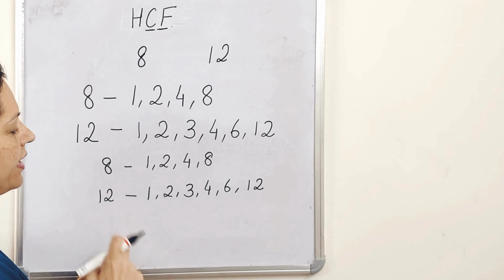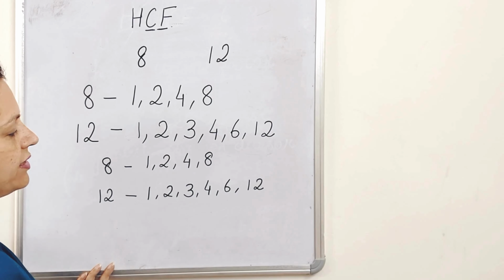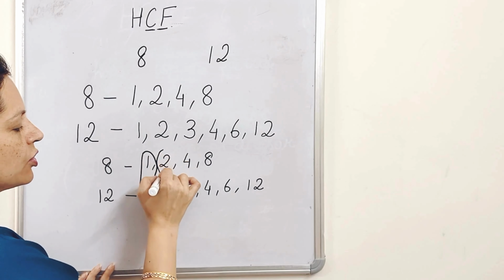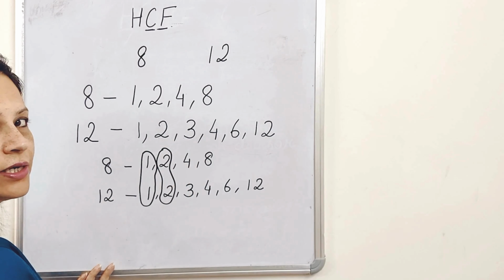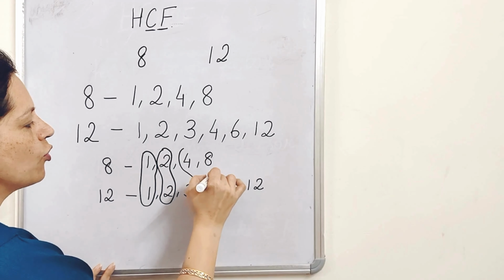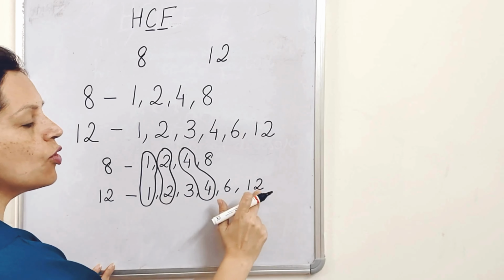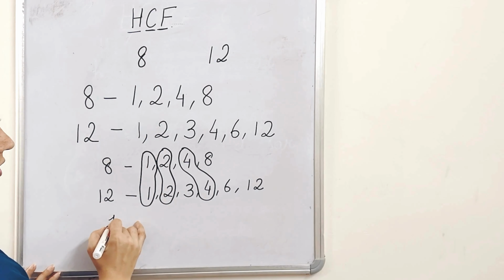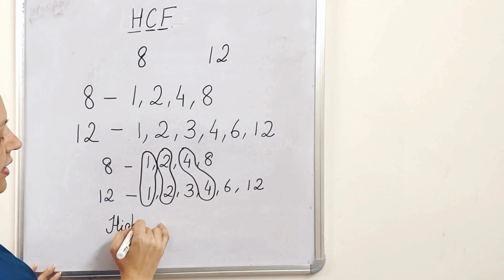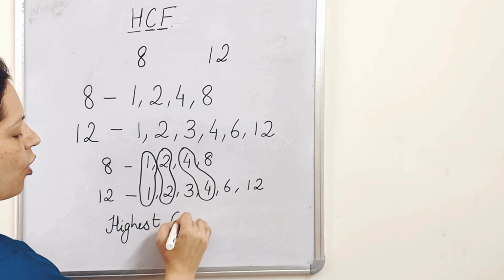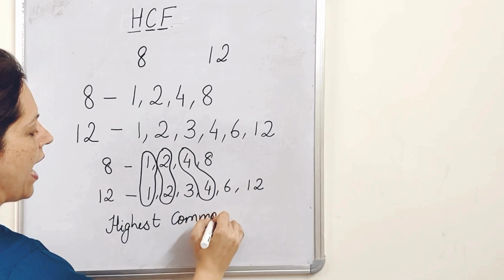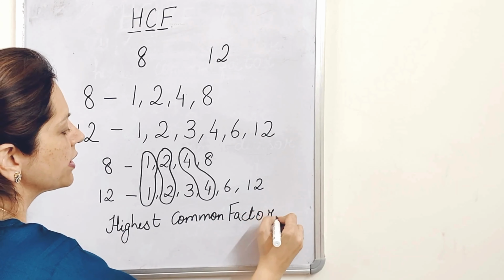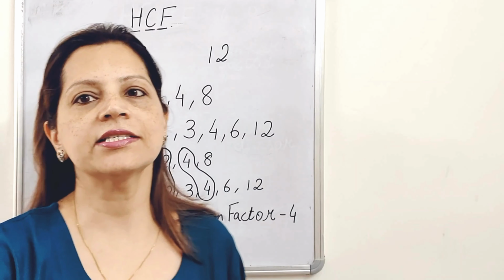अब हम देखते हैं कि 8 और 12 के कॉमन फैक्टर्स क्या है. 1 and 1 is common, 2 and 2 is common, 4 and 4 is common. And there is no other common factor. Highest. So the highest common factor, the HCF of 8 and 12 is 4. I hope this concept of HCF is clear to you.